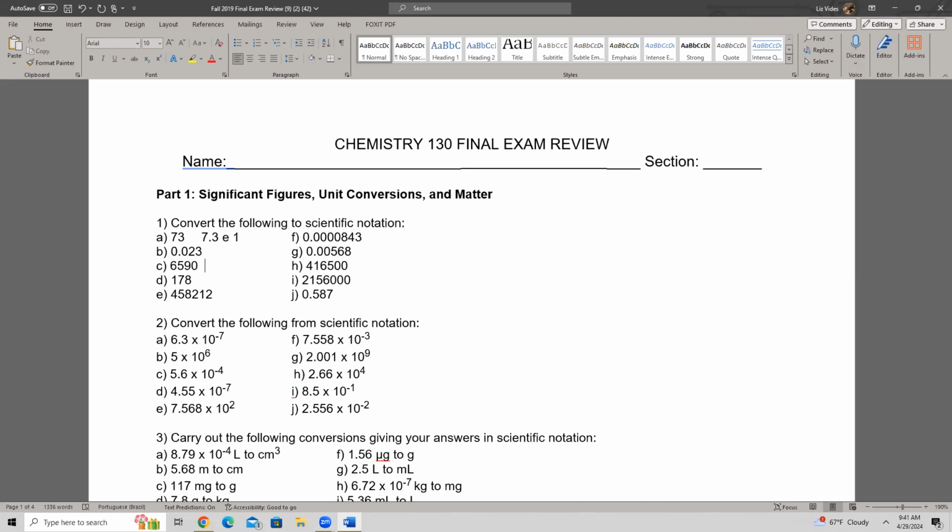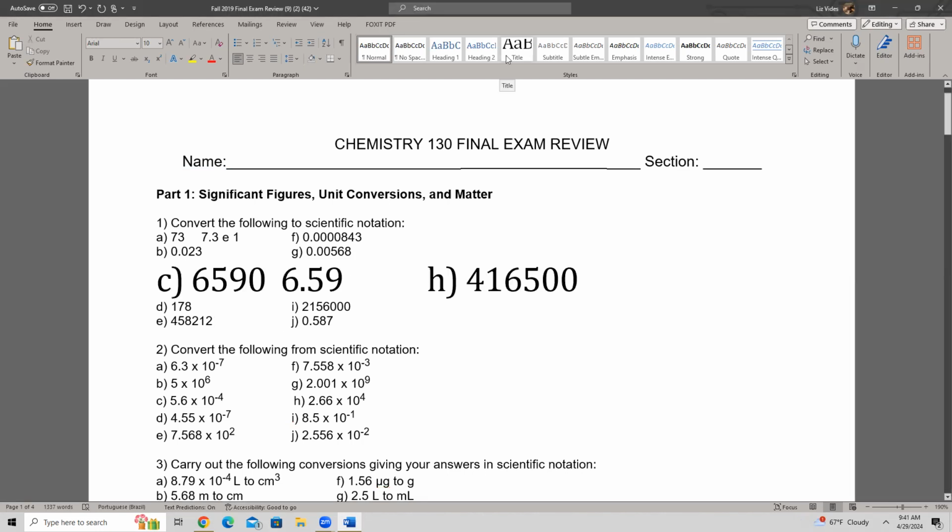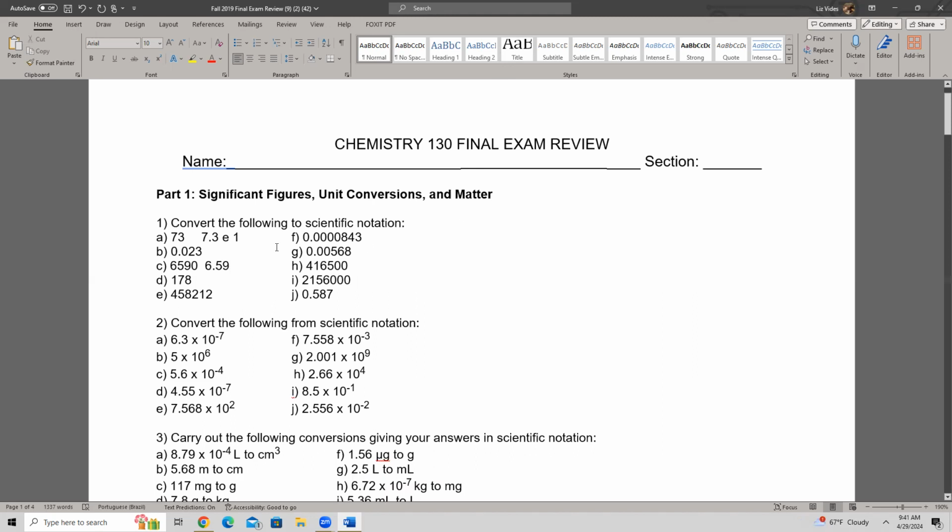You need to pay attention to how many sig figs you have. This one really only has officially 3, so you want to just keep those 3 in your scientific notation. Like I said, I'm just going to call it E. Since we moved it 3 spots back, it's E3, right?